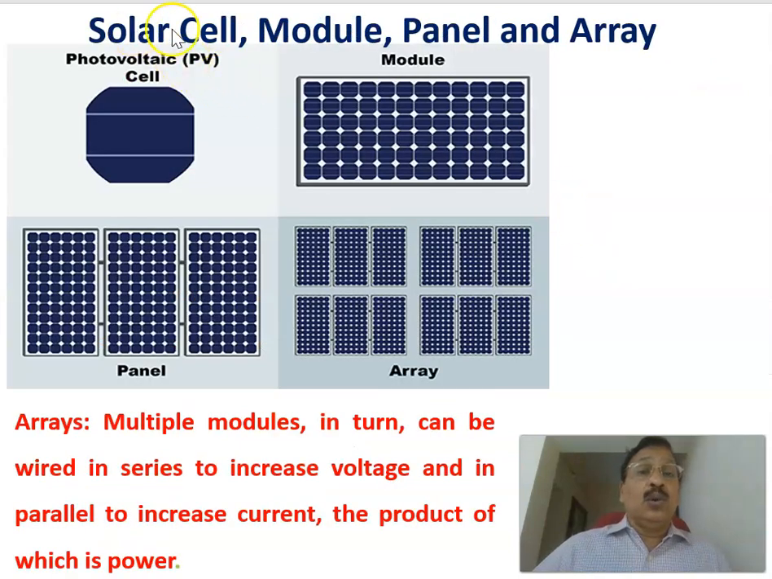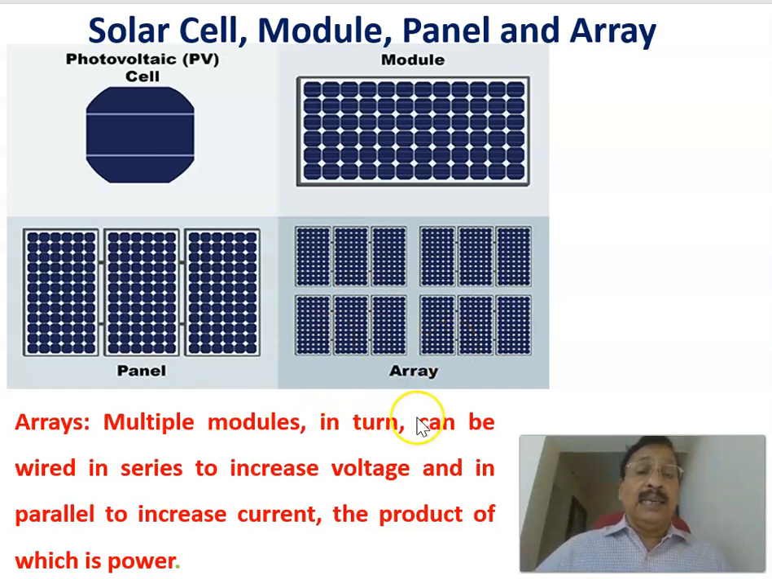Now let us see the solar cell, solar module, solar panel, and solar array. Single cells are connected in a series manner, and we call that a solar panel, and such panels can be arranged as a solar array. Array means multiple modules. These multiple modules in turn can be wired in series or parallel fashion.